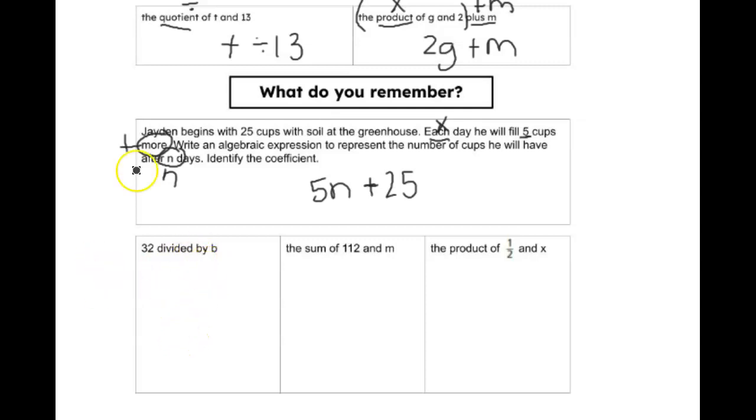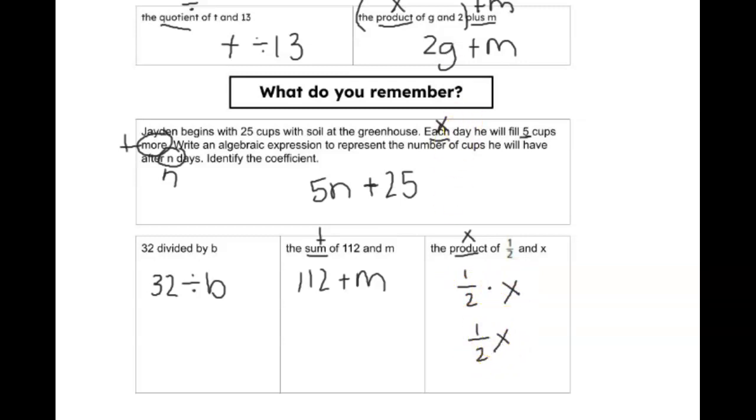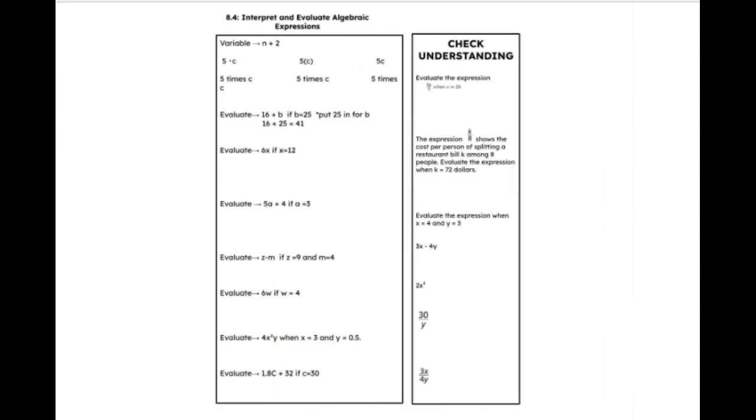32 divided by b. That just means 32 divided by b. The sum of 112 and m. Sum is addition, so just 112 plus m. The product of 1/2 and x. Product means multiplication, so we're going to multiply these two. We have 1/2 times x. You can write it like that, or you can just put it together like that. And I'm pretty sure that's all for this lesson, and that is.